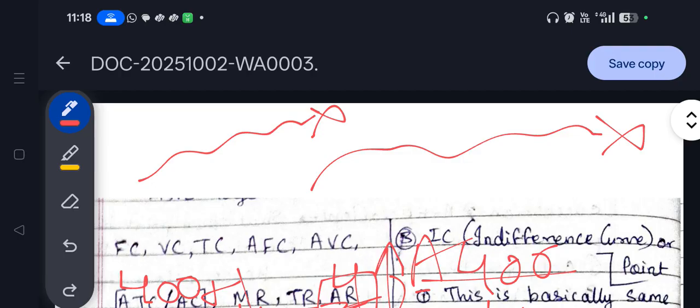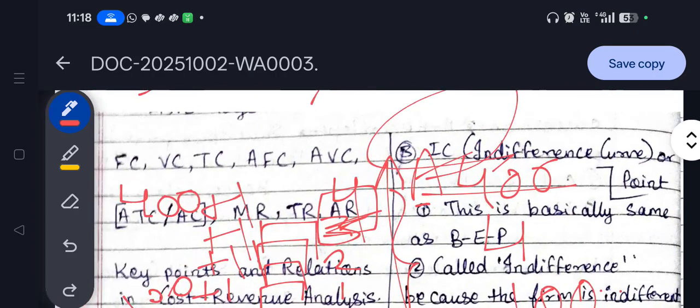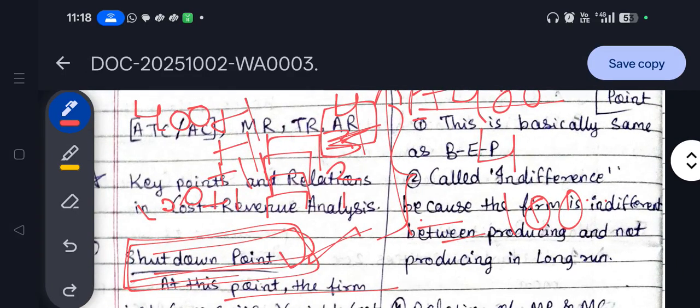One last point: break even point is also known as IC, that is indifference curve or indifference point. It is called indifference because the firm is indifferent between producing and not producing in the long run.